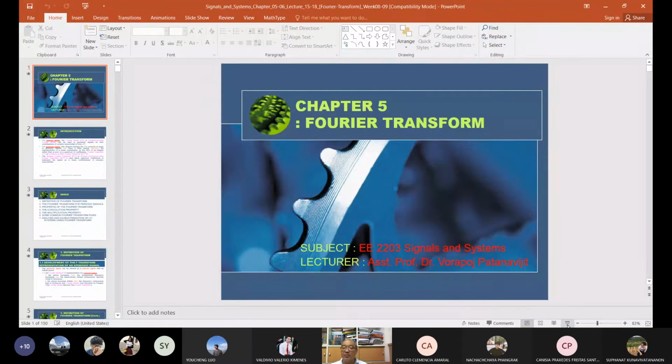Now we go to the next chapter, the Fourier transform. Even though the Fourier transform is not assessed in the midterm, it will be assessed in the final.